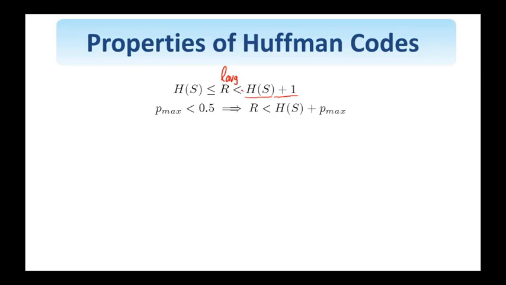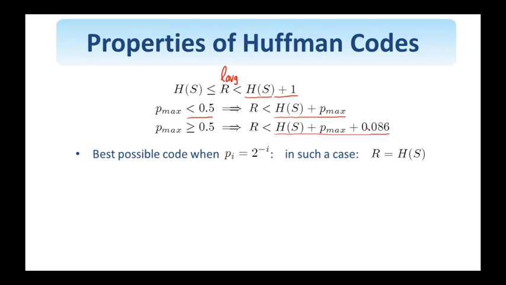If now the maximum probability of a symbol is less than a half, then the upper bound is becoming tighter. So instead of 1 there, we have the P max, which in this case is less than a half. So it's a tighter upper bound on the rate. If on the other hand, the maximum probability of the symbols is greater than a half, then this is how the upper bound changes.